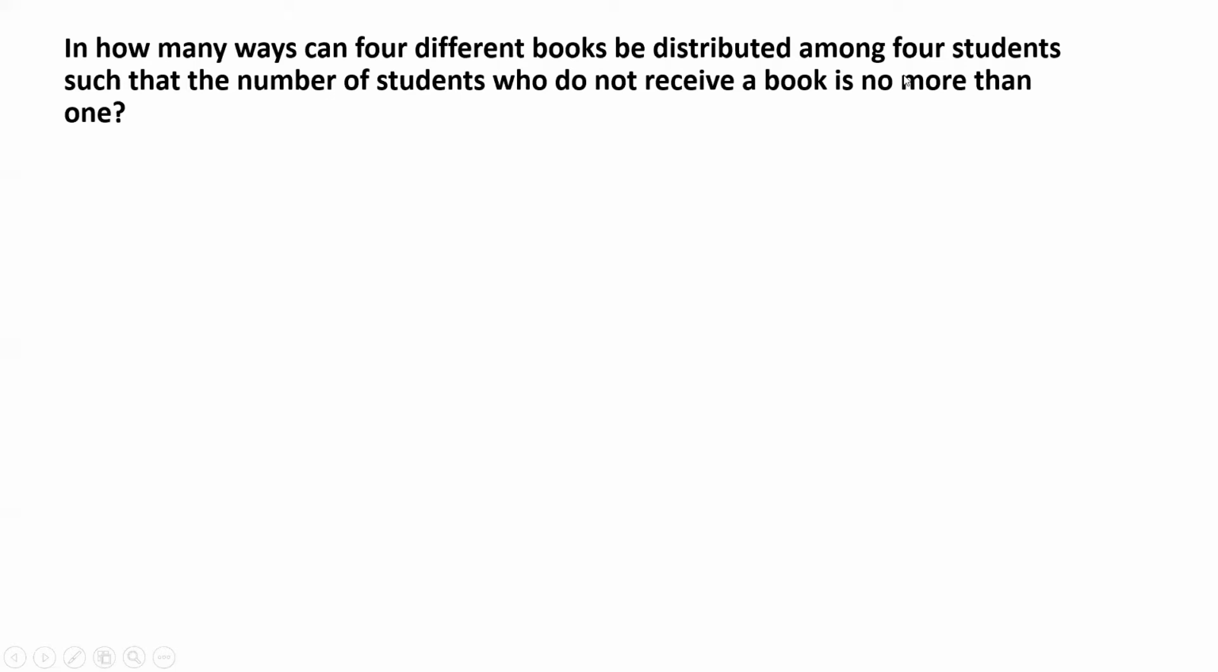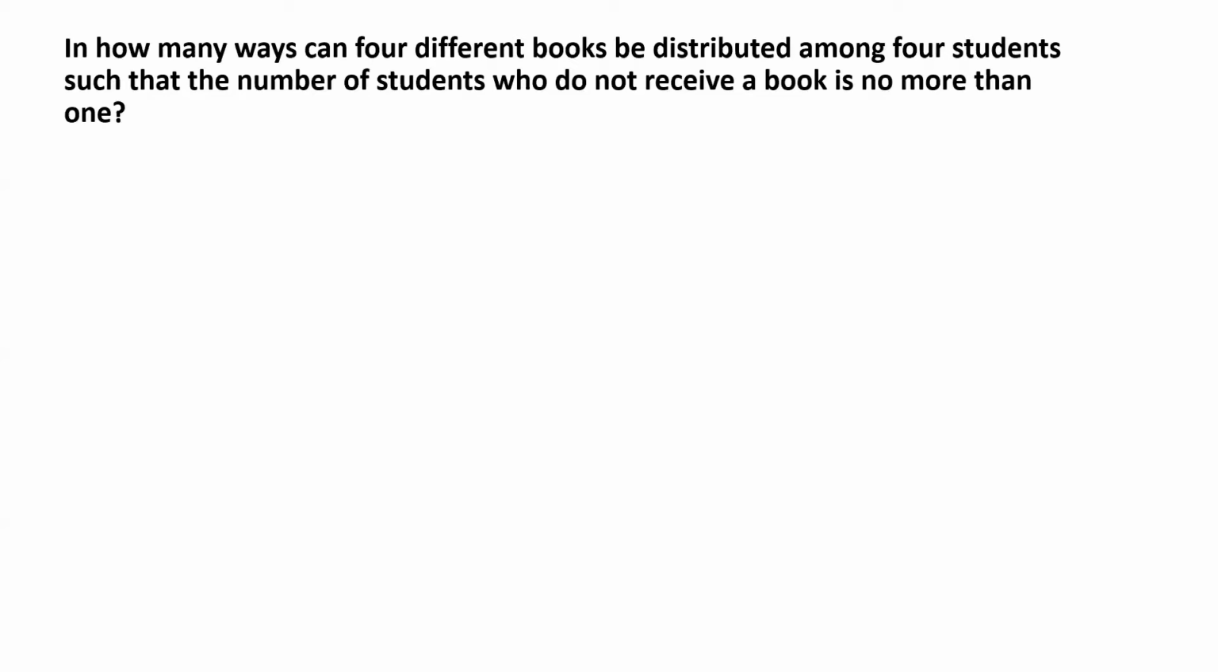In how many ways can 4 different books be distributed among 4 students such that the number of students who do not receive a book is no more than 1? So this is not exactly the run-of-the-mill permutation problem. We are given 4 different students, right? And we are given 4 different books. And we have to distribute the books among the students.